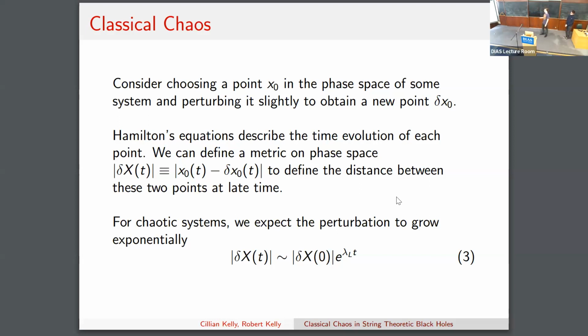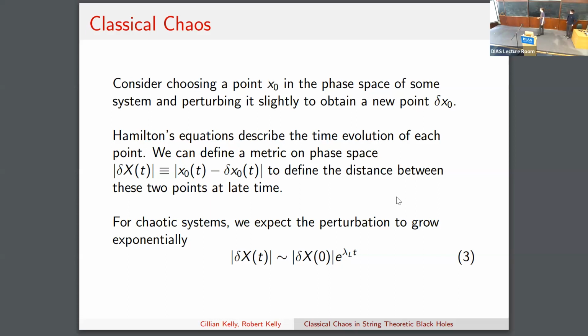So this delta big X of t will be the distance between the 2 points in phase space at some later time. And of course, this is our initial point at some later time, which we can call the reference configuration, if you like. And this is the perturbed system, which we can call the perturbed configuration. And they're just labels. It doesn't matter which one's which. The point is we have 2 nearby points in phase space, and we can study their trajectories. So now we can ask, how does this quantity evolve over time?